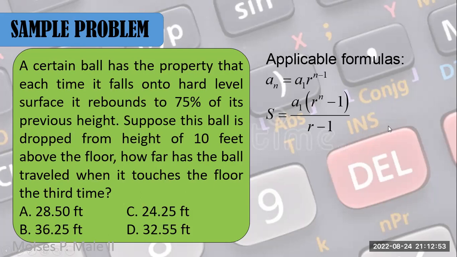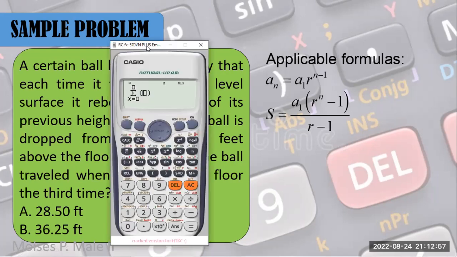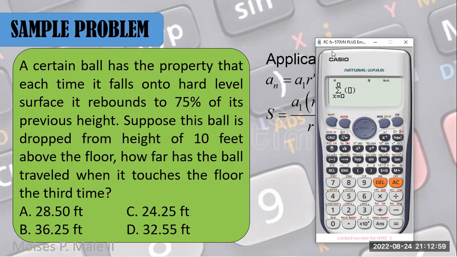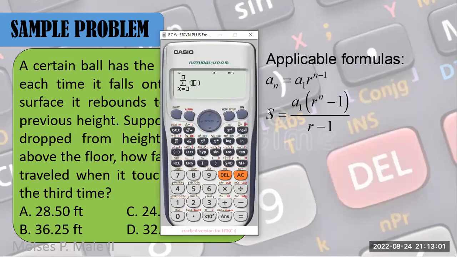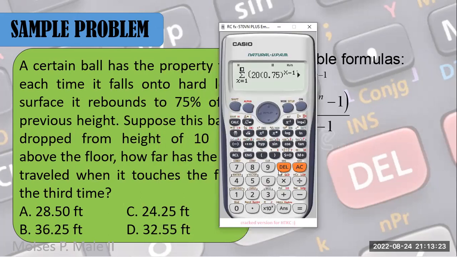Pero dapat hindi. Okay, so ganito. Summation notation tayo. Ano yan? Summation ng ito. So, first term is 20, tapos times 0.75. Okay. So, ito lang input nyo. Raised to alpha x minus 1. Okay. So, ito yan. Start tayo ng x equals to 1 to x equals to how many motion?